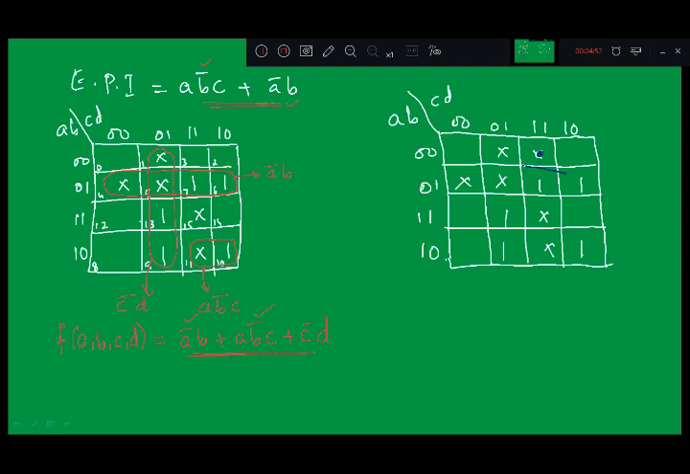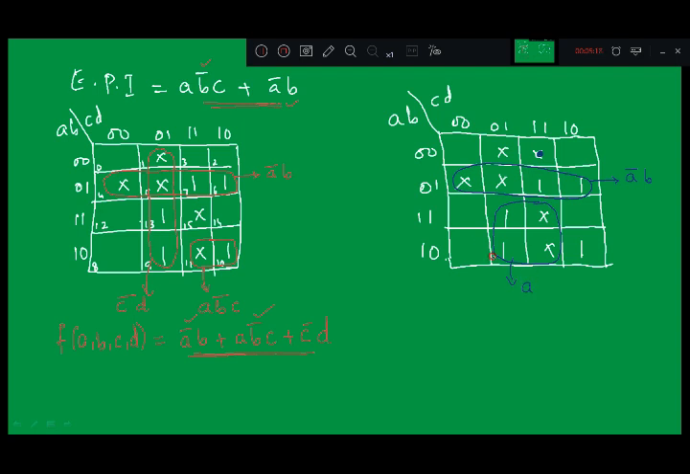Right, so one I got. This is one kind of grouping, A bar B, correct? Then instead of covering these two min terms along with these two don't cares, these two min terms can be covered along with these two don't cares, right? So one more way of grouping. What is the expression here?